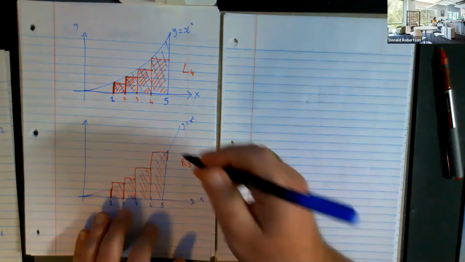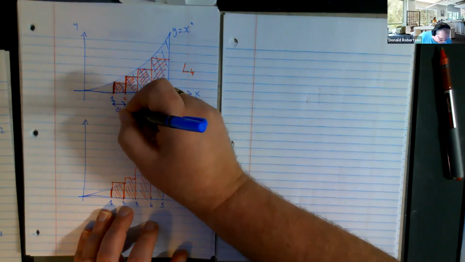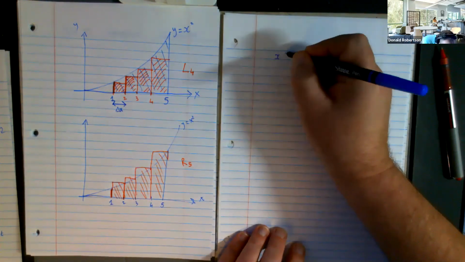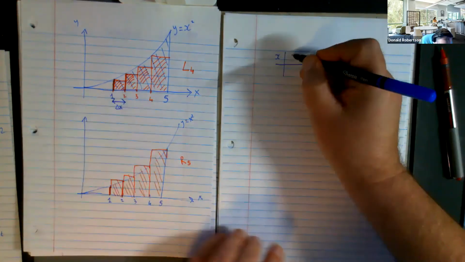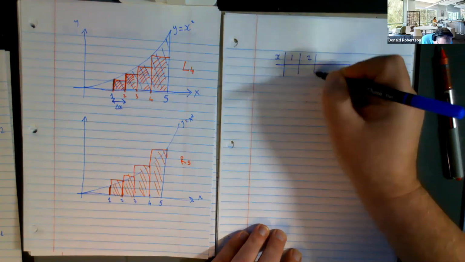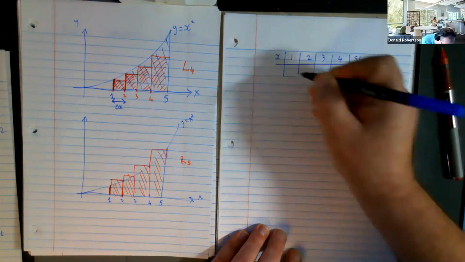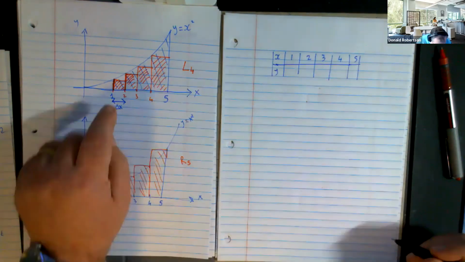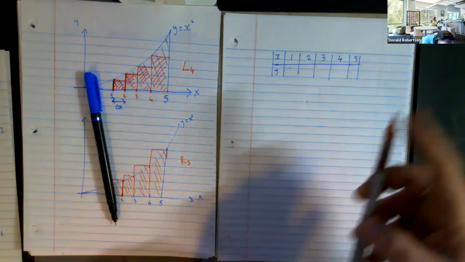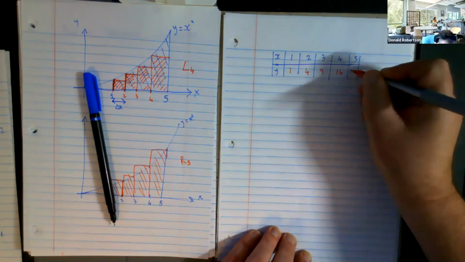Well, let me introduce more notation. The width of a rectangle is going to be called delta x. And I'm going to take the information that is in this graph, and I am going to write down the x coordinates, which are 1, 2, 3, 4, and 5. And the y coordinates, which is, well, when x is 1, I'll make this red, the y coordinate is 1, 4, 9, 16, 25.